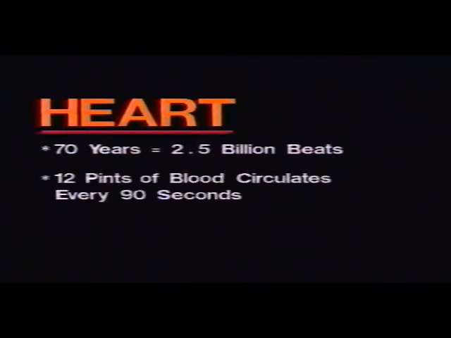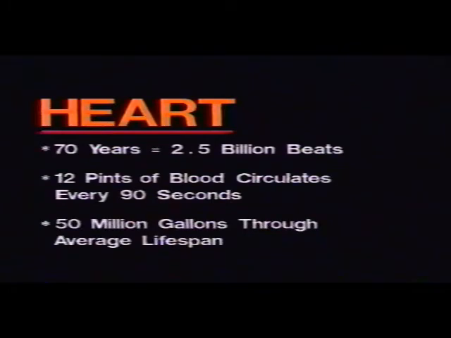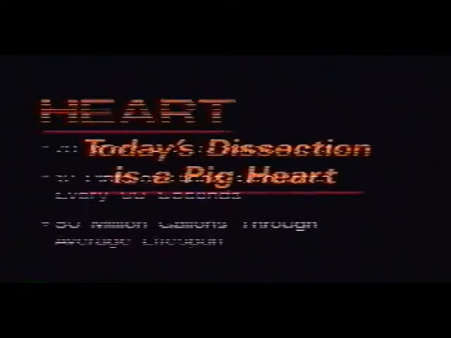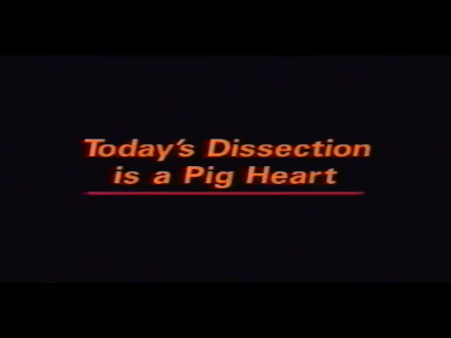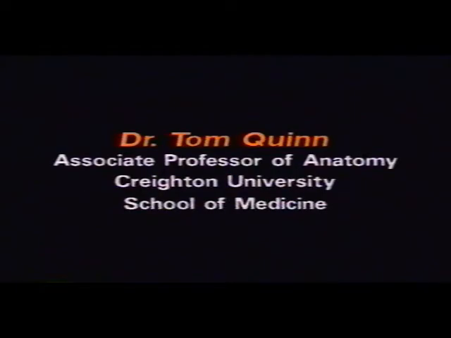The human heart circulates the body's 12 pints of blood every 90 seconds, pumping over 50 million gallons of blood within an average lifespan. Our specimen for study is a pig heart, a mammalian heart resembling man's. Presenting today's dissection is Dr. Tom Quinn, Associate Professor of Anatomy, Creighton University School of Medicine.